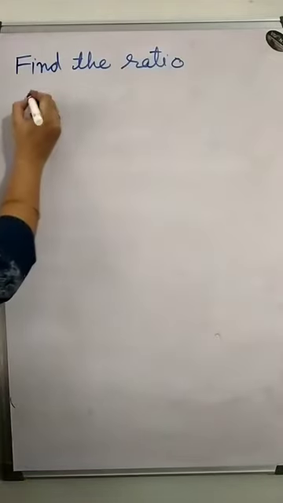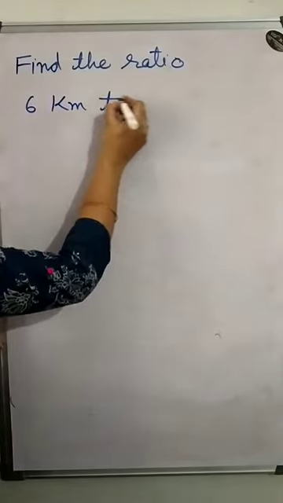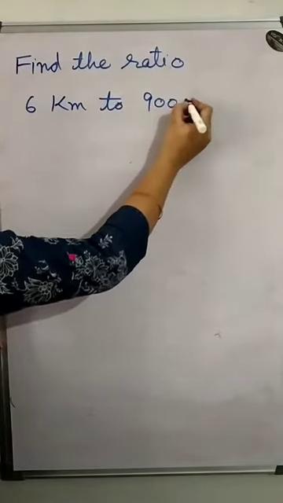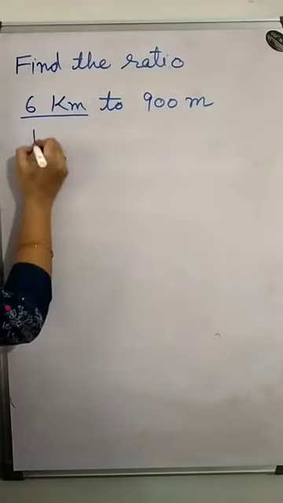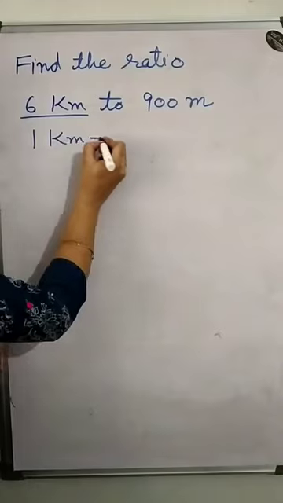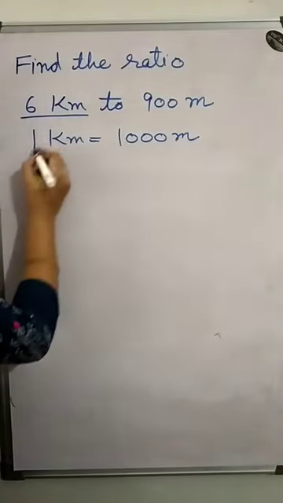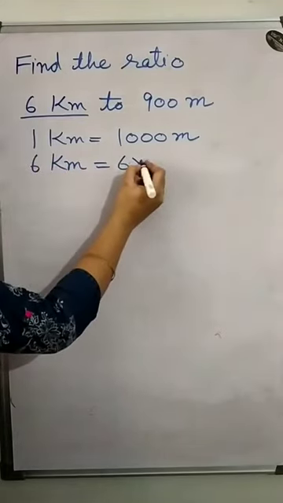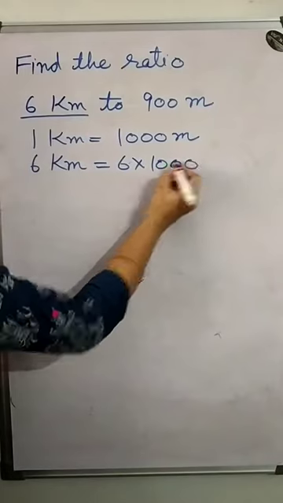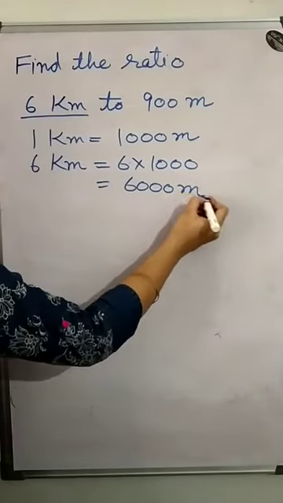Let's take one more example, that is 6 kilometer to 900 meter. Here again the units are different, so again we convert into the same unit. 1 kilometer is equivalent to 1000 meter. It means 6 kilometer is equivalent to 6 into 1000, so it is equivalent to 6000 meter.